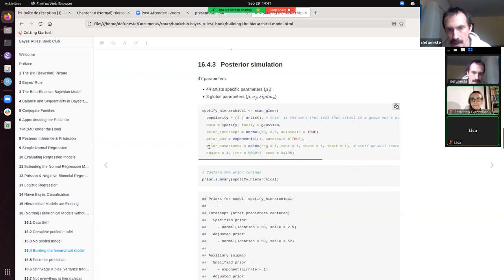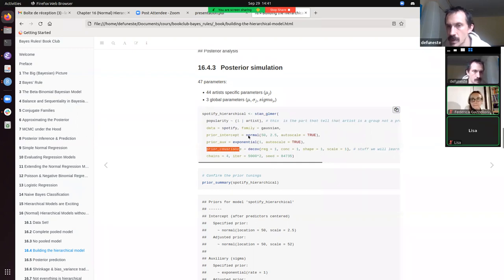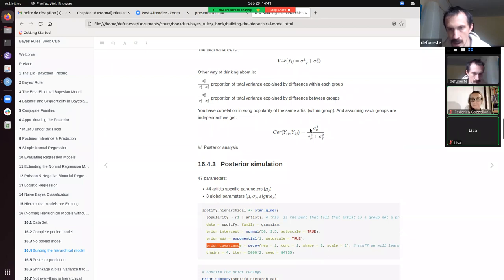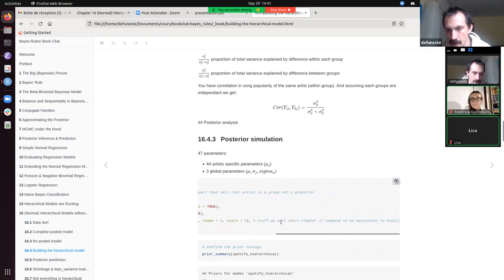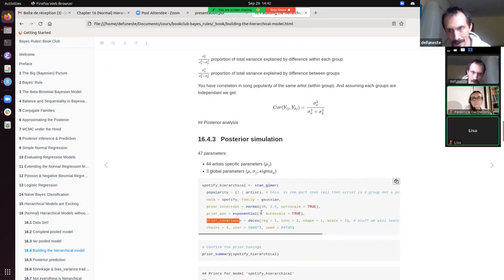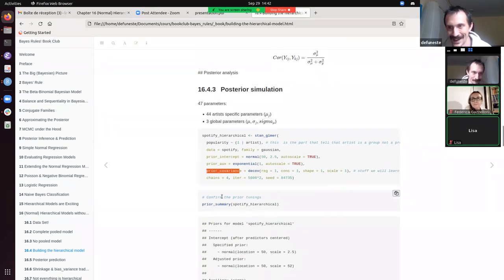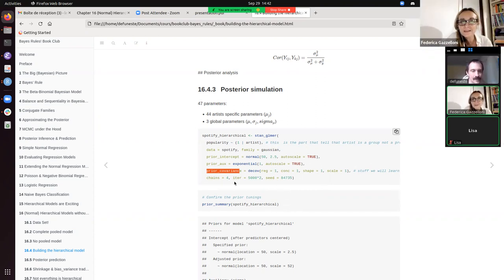Here you also have this prior covariance, which is probably related to that. But they said it's stuff we will learn in chapter 17. They do not explain it, but it's equivalent to a distribution that follows exponential 1. I will not read chapter 17 now. So basically what we do is adding a random effect.